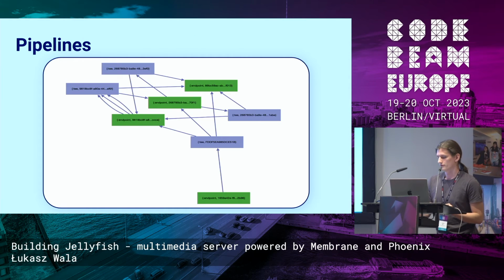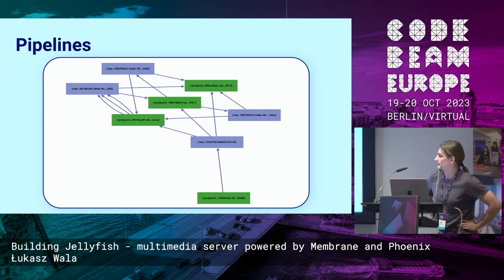This is a screenshot from a tool that we use to visualize the pipeline. It is called Membrane Kino. It is a plugin for Livebook. You can find it on our GitHub. It's very useful. And this is the pipeline that is underneath one of the rooms on the Jellyfish instance.